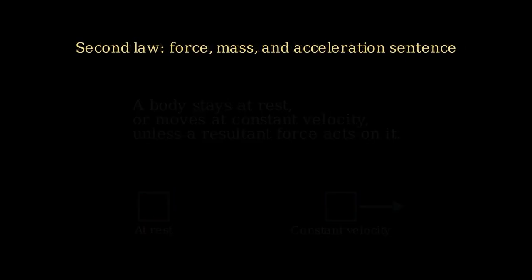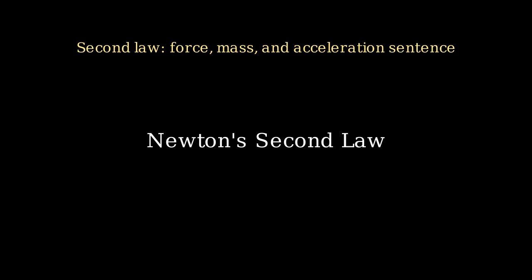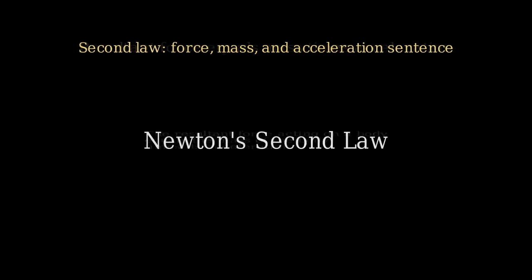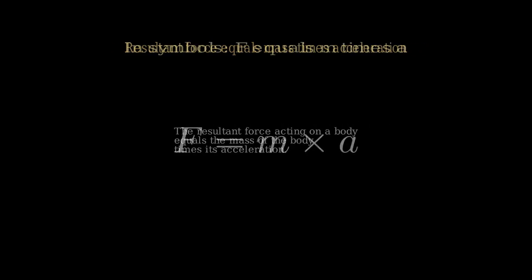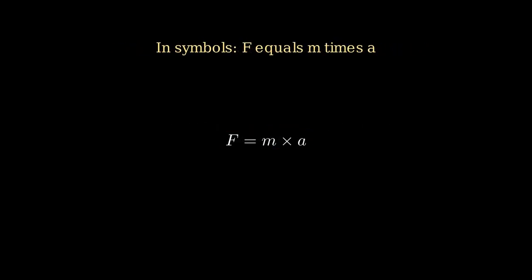Newton's second law is a sentence connecting force, mass, and acceleration. In plain words, Newton's second law says the resultant force acting on a body equals the mass of the body times its acceleration. In symbols, this is written as F equals m times a.